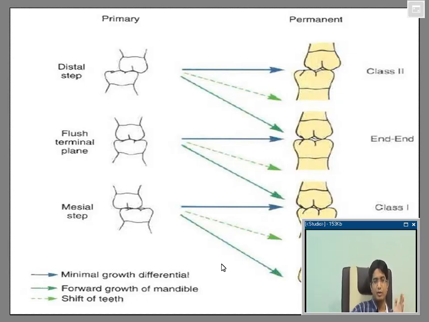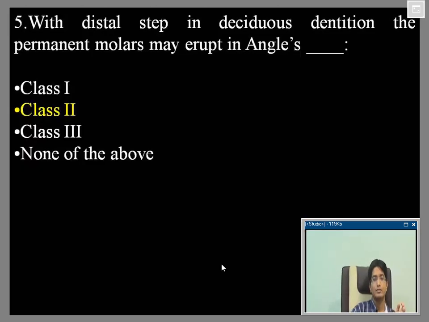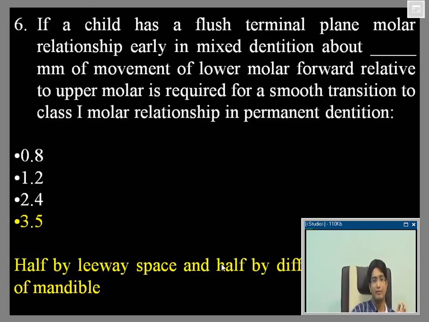In deciduous dentition, the movement of the lower molar forward compared to the upper molar is more due to the differential growth of the mandible, and leeway space in the lower arch is more. It is 3.4 mm considering both sides, and in the upper arch it is 1.8 mm only. So lower molar movement will be more compared to the upper molar. But how much is it? It is almost 3. To come to a class 1, it needs to be 3.5 mm. Half is done by leeway space and half by differential growth of the mandible.